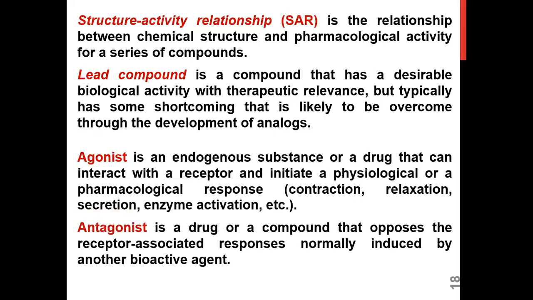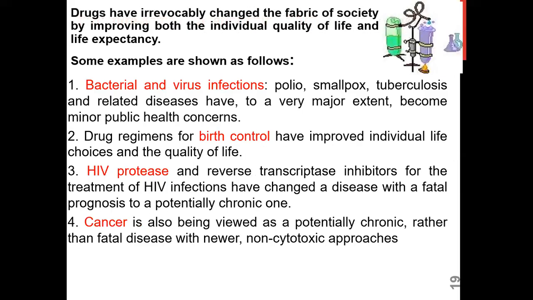Now, to understand medicinal chemistry, we need to understand some definitions. Structure-activity relationship is the relationship between chemical structure and pharmacological activity for a series of compounds. A lead compound is a compound that has a desirable biological activity with therapeutic relevance, but typically has some shortcomings that are likely to be overcome through the development of analogs. An agonist is an endogenous substance or a drug that can interact with a receptor and initiate a physiological or pharmacological response. An antagonist is a drug or a compound that opposes the receptor-associated responses normally induced by another bioactive agent.